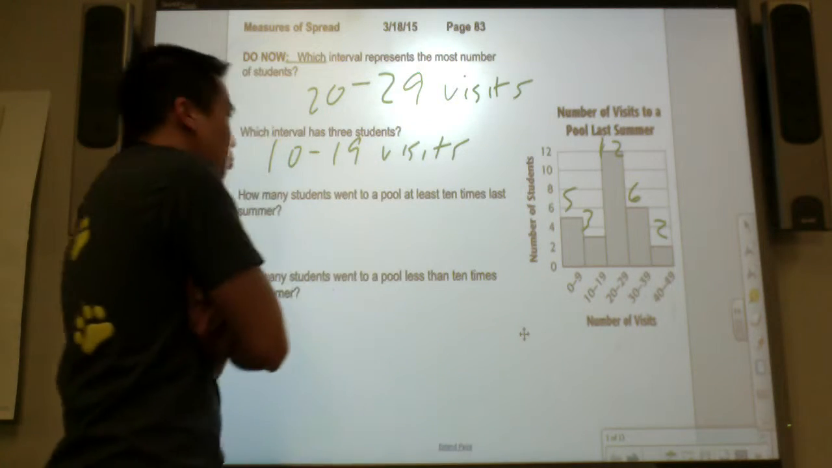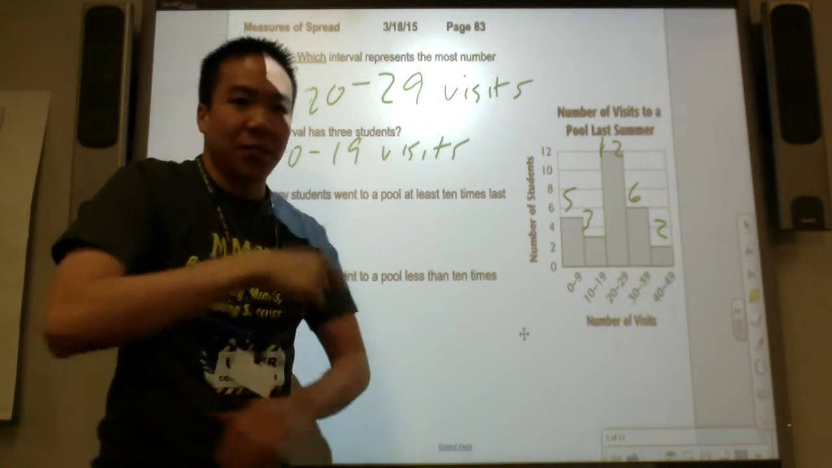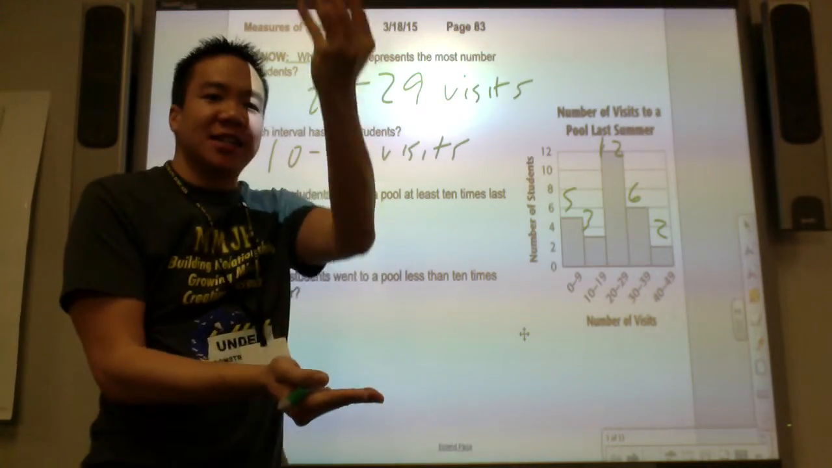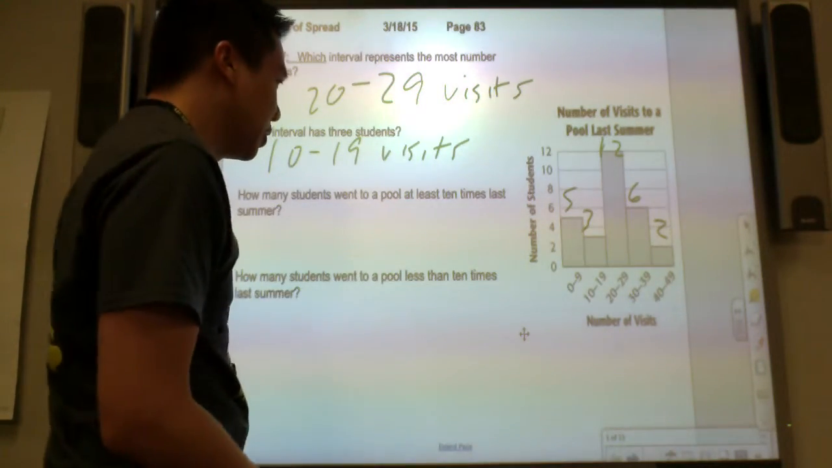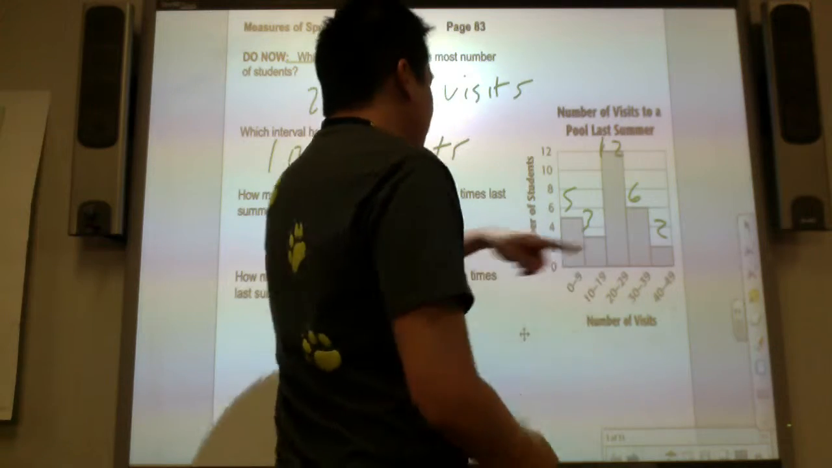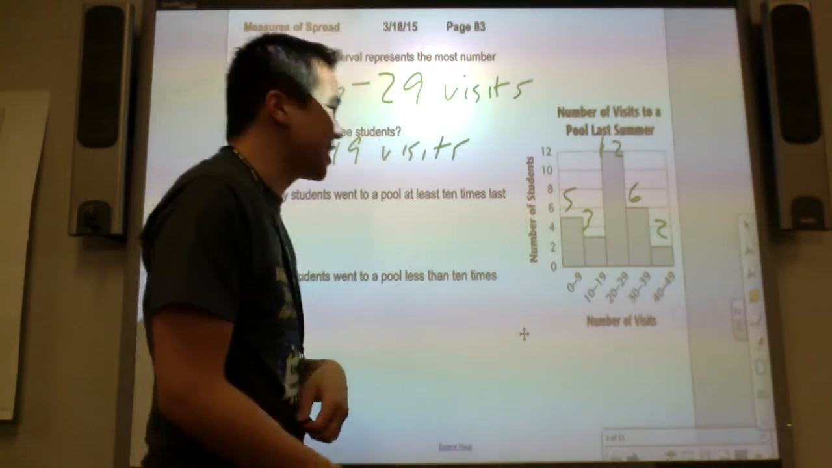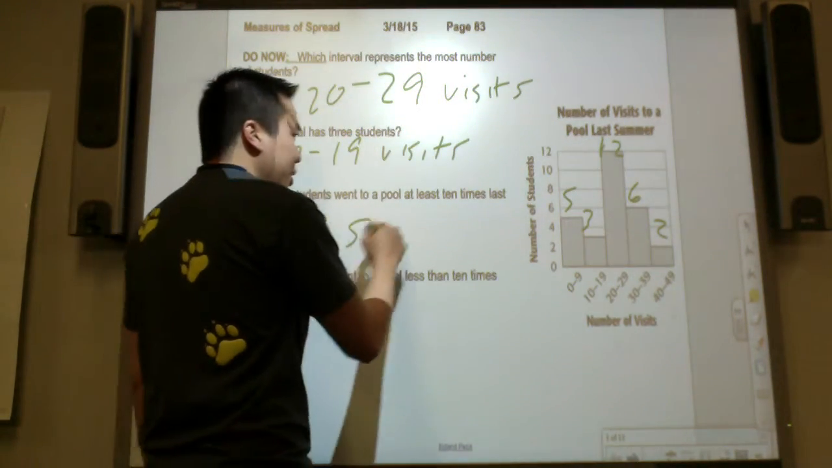How many students went to a pool at least 10 times last summer? I mean, 10 is the least. Everything has to be greater than or equal to it. So, at least 10 times. 3 plus 12 plus 6 plus 2, 23 students.